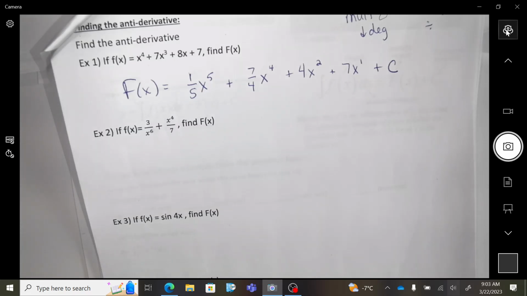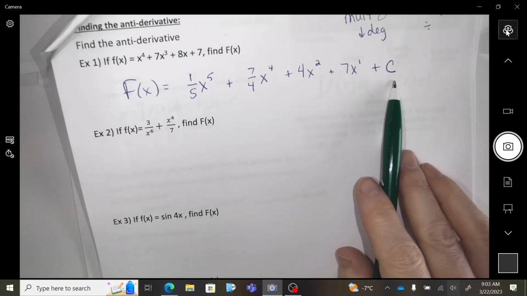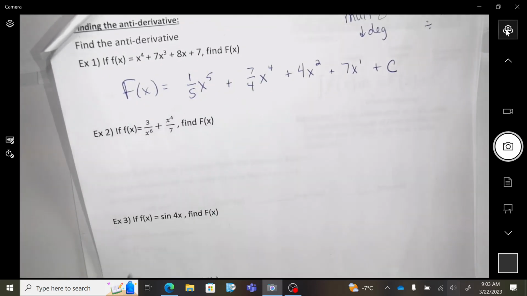Why am I writing a plus C? Because if I had had a number on my original and I derived it, there would have been a 0 there, right? So I don't know. Would I have had a number or not? I don't know.